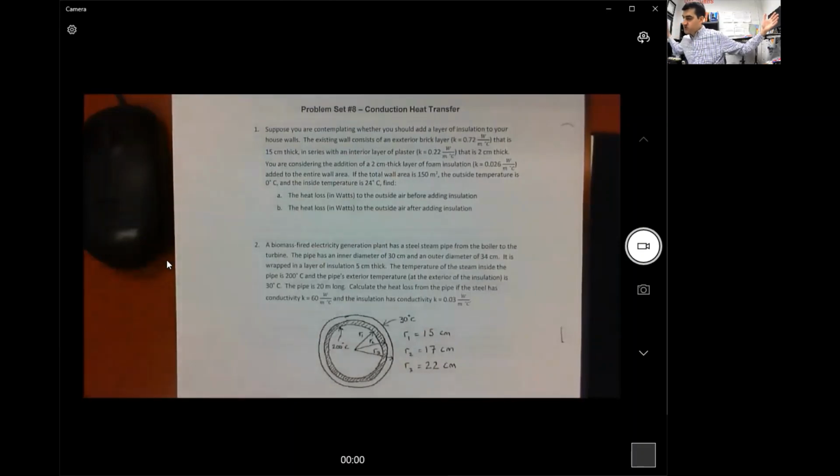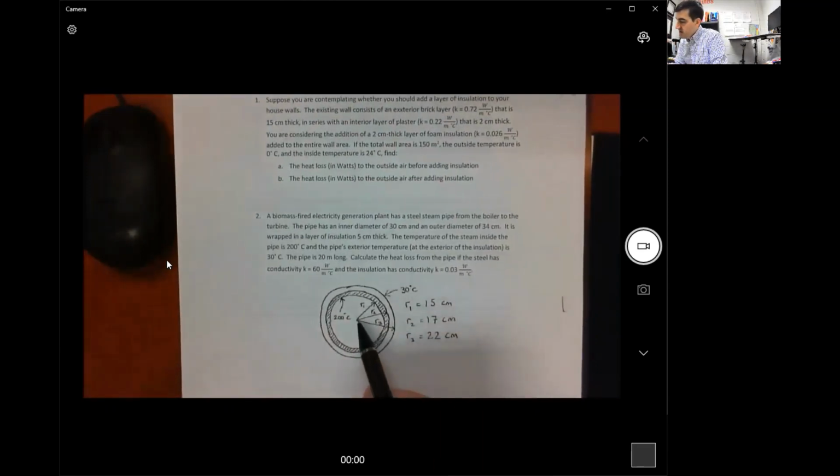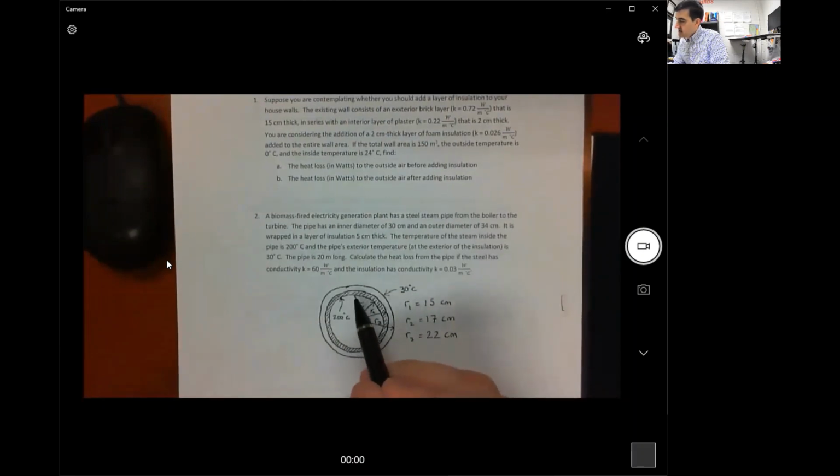The length of the pipe is 20 meters, and we want to calculate the heat loss from the pipe if we're given the thermal conductivity of the steel and the insulation. So here's a cross section of our pipe, and we're given the internal radius of the steel pipe and the external radius of the steel pipe, which is also the internal radius of the insulation, and we're given the external radius of the insulation. All right, and we're given the temperatures inside here and outside here and the thermal conductivities, and we want to calculate the heat loss.